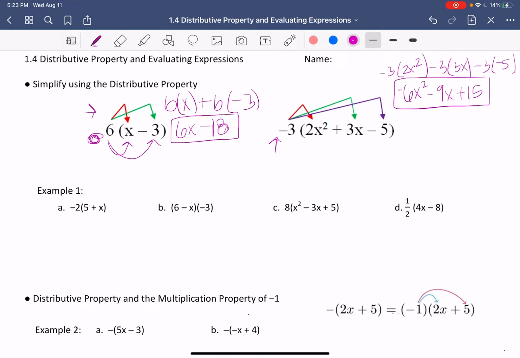All right, so we have -2 times 5 plus x. So we have -2 times 5 minus 2 times x. All right, so -2 times 5, that's going to give us -10. And then -2 times x is going to be minus 2x. All right, and we want that variable listed first. So we're going to have -2x minus 10 for our final answer.